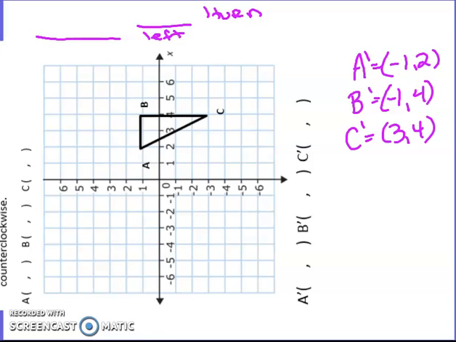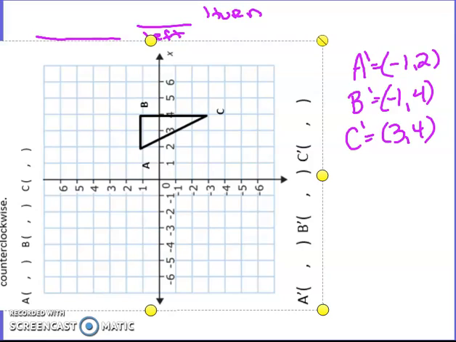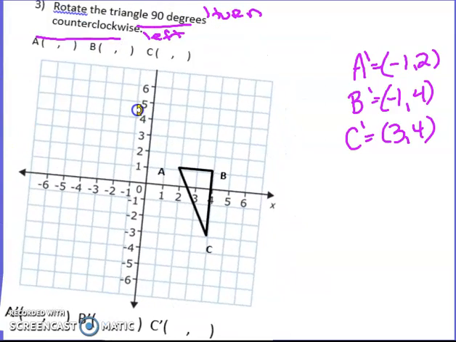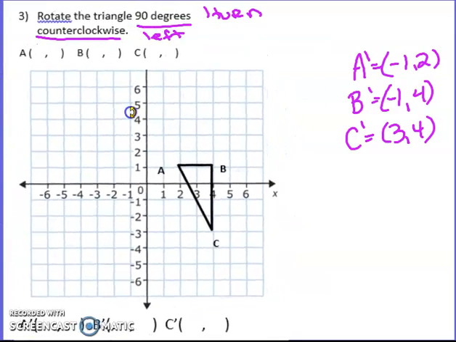From here, I'm going to rotate my shape back to normal. And now we can plot our new points. A is at negative 1, 2, and that's my A prime. B prime is at negative 1, 4. And C is at 3, 4. In this case, I put A in the middle. That's all right. We'll just write it out here.